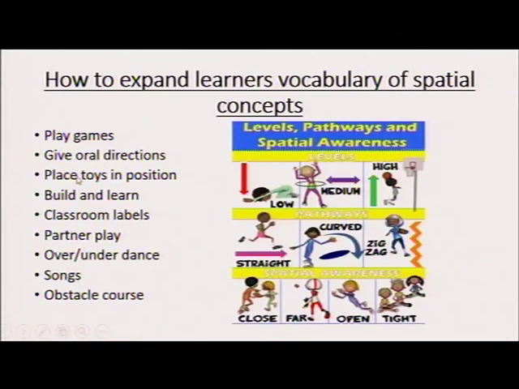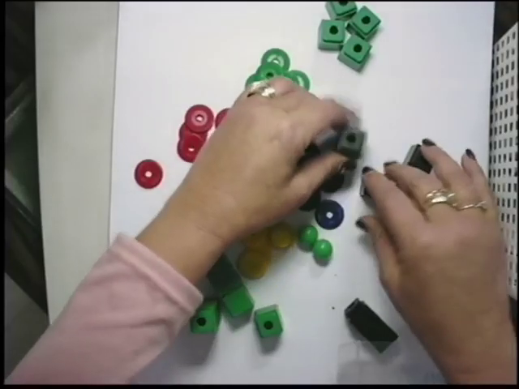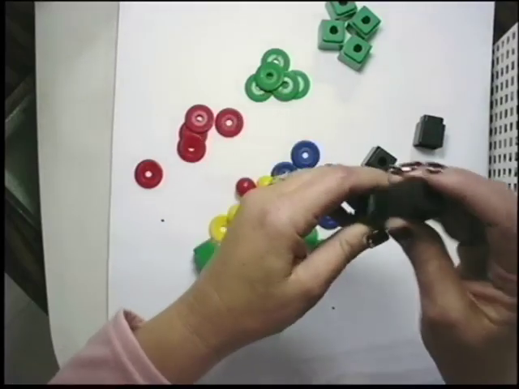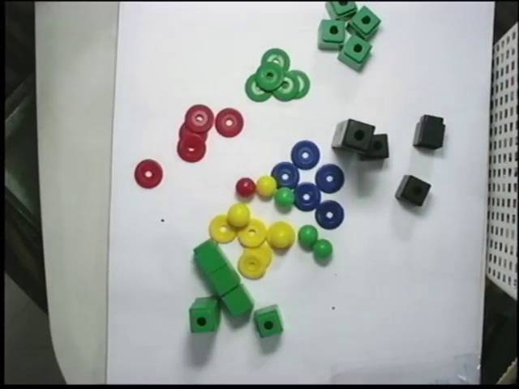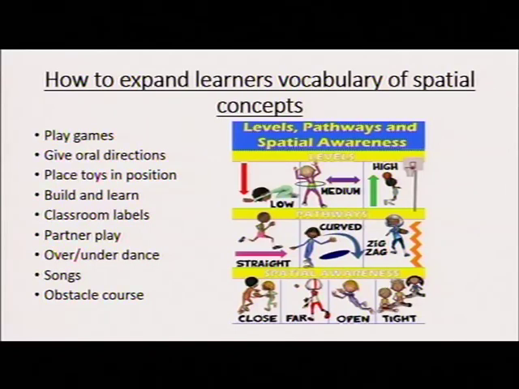So play games, give oral directions, place toys in position, build and learn, use blocks so that they can build things. I ask the child to create something for me with blocks. Classroom labels: far, near, up, down. Those are the kind of labels that I should have in the classroom. Partner play, where they play with each other, like they go tight together, they go far from each other, they go close. Over and under dance, where they go under the table, over the chair, and things like that. Songs and obstacle courses are all things that I can do to expand those learners' vocabulary.